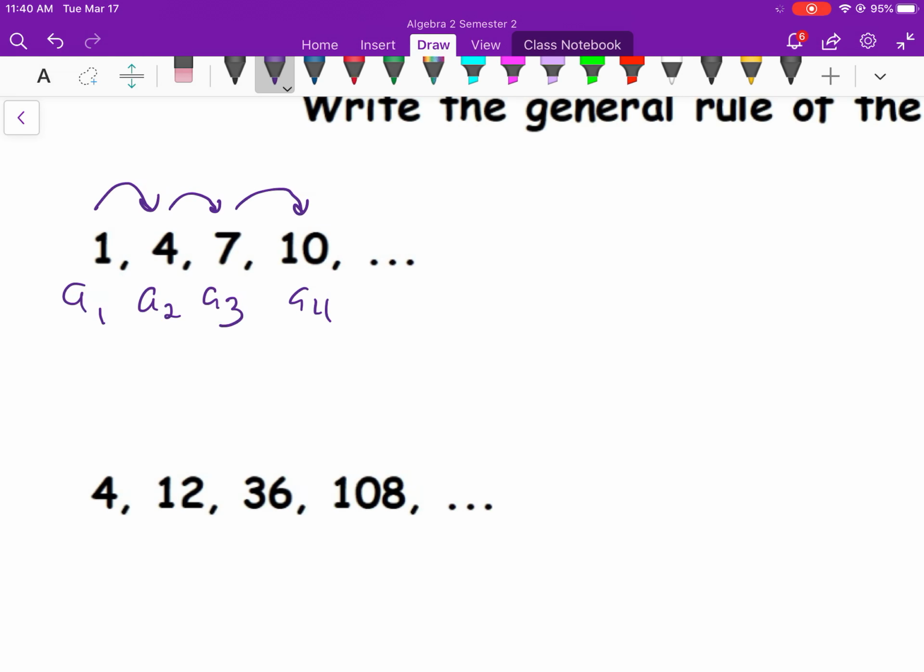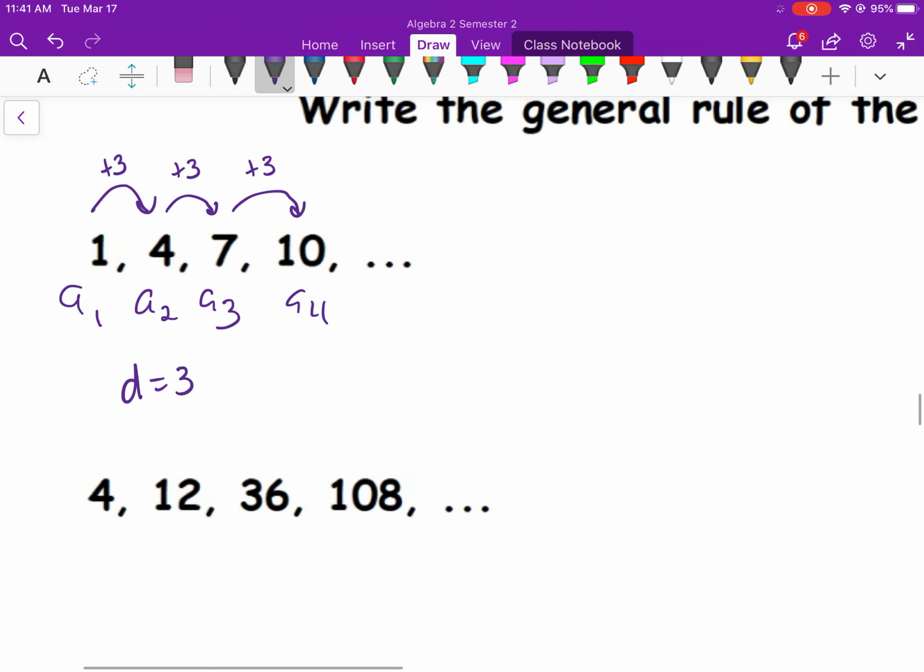Okay, so again, think add or subtract or multiply and divide. In this case, plus 3, plus 3, plus 3. The pattern follows throughout. So in this case, our common difference is 3. And then again, we need to find a sub 0.